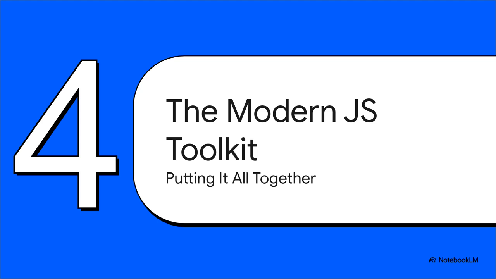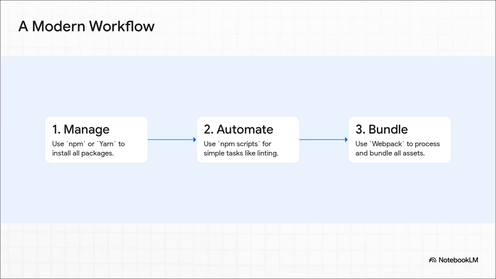Okay, so we've got our 3 categories: package managers, task runners, and module bundlers. Let's pull it all together now and see what a simple, modern setup actually looks like in the real world. And you know what? It's often way simpler than you'd think. Step 1, you use a package manager, npm or yarn, to install everything you need. Step 2, for little jobs like linting or testing, you just use npm scripts. And step 3, you hand everything over to a bundler, like Webpack, to package it all up for the browser. That's it. That's the core workflow.